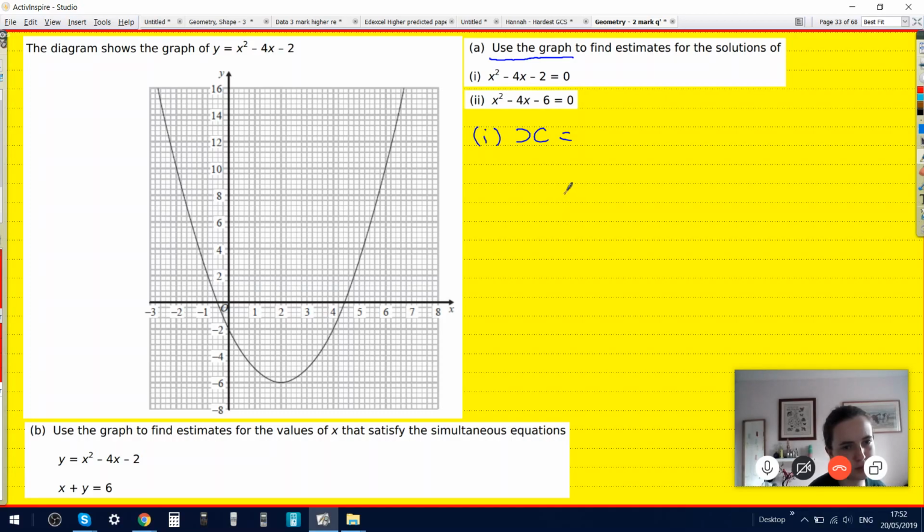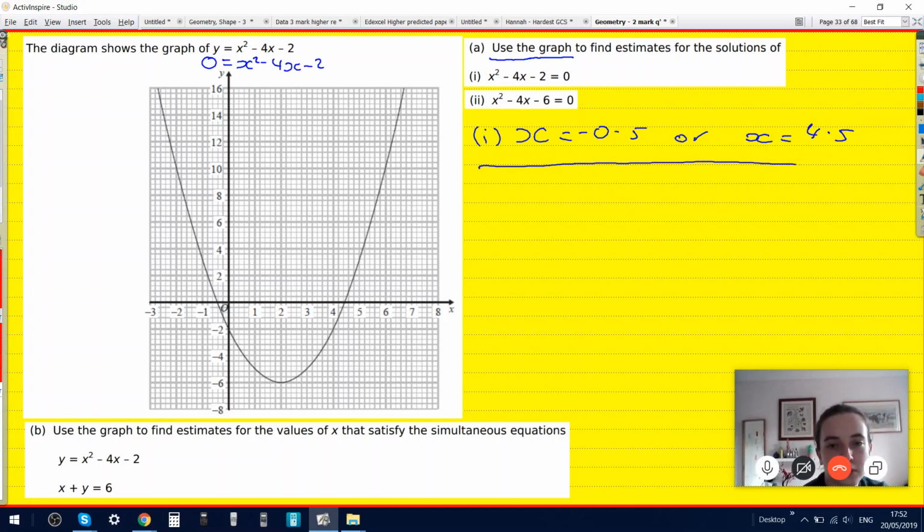So when y is 0, what is x? Minus 2. That's when x is 0. So when the graph has a y coordinate of 0, minus 2.5, something like that. And the other one? 4.5. Yeah, and you would just use your ruler to make sure you got it right.